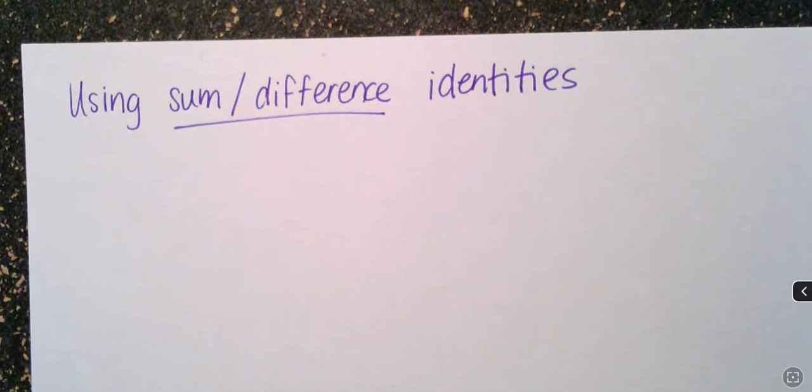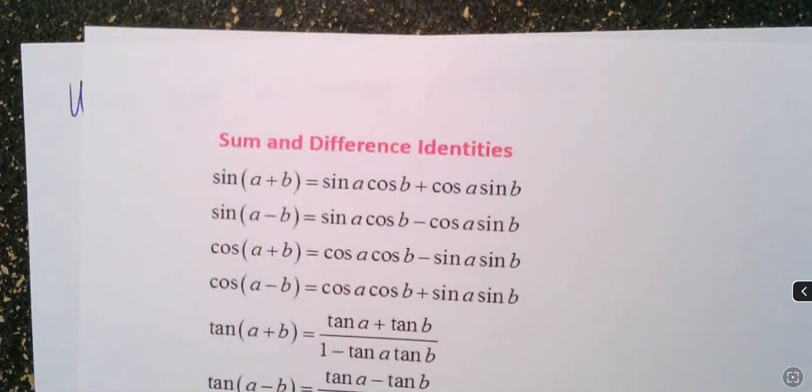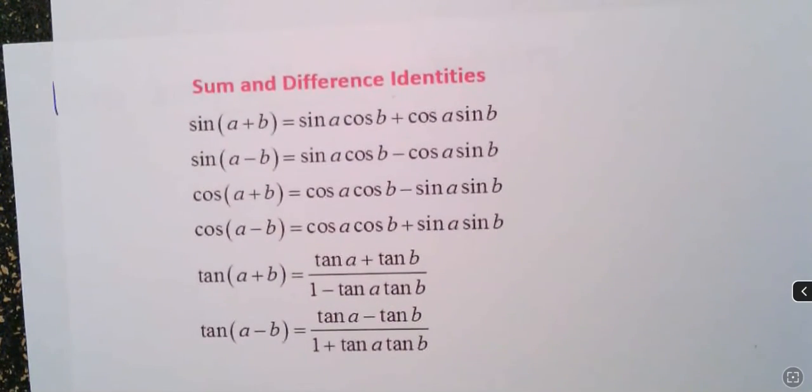Hello there, trigonometers, or pre-calculus students who are doing trigonometry as part of pre-calc. In trig, which is one of the main things we do in pre-calc, there are a lot of identities, basically statements about trig functions that are true. And one set of those is the sum and difference identities, which look like this.